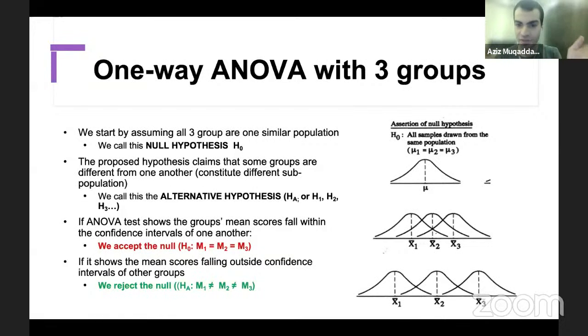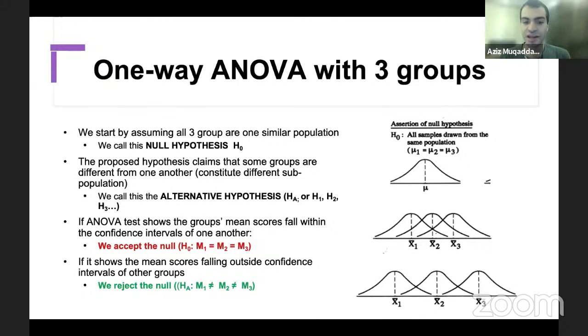In other words, null hypothesis: all the groups are similar or belong to the same population or represent a similar population. Population here in a statistical sense, by the way, right? So even if they were drawn from the same thing, still population.